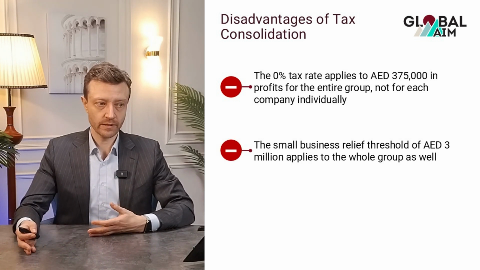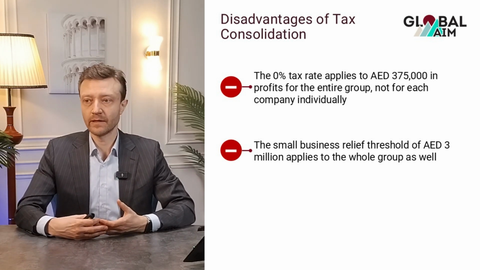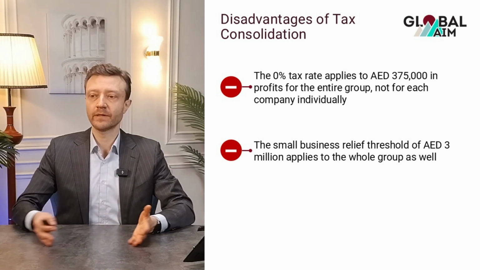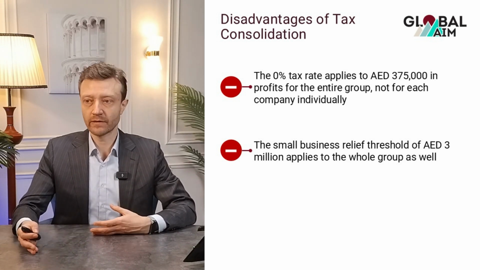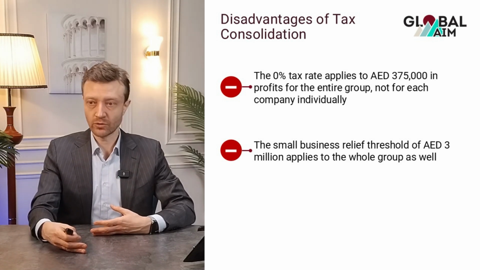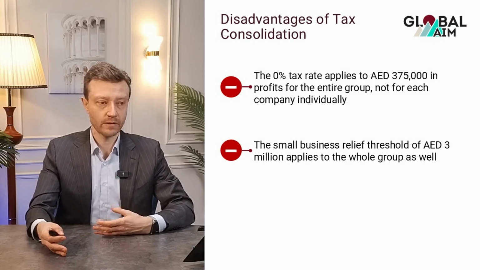Second, there is a small business relief, and again, it's tested on an individual level before the consolidation. After companies consolidate, obviously their revenue increases, and they may exceed the threshold of 3 million dirhams and may not be able to enjoy the relief.